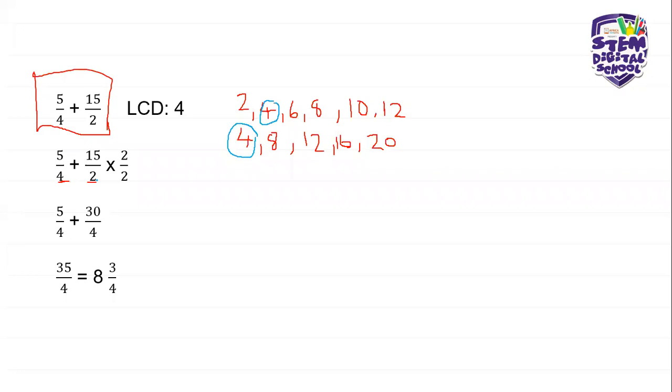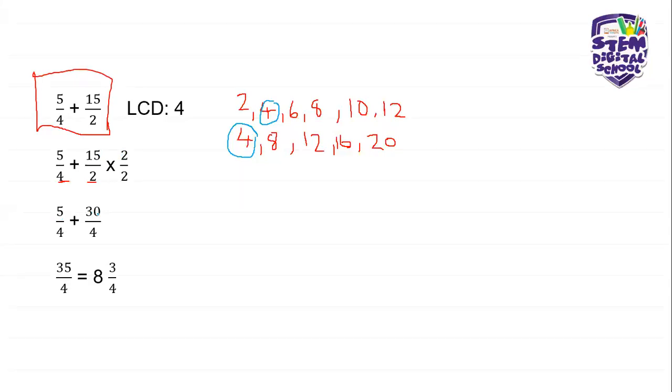Then what do I do next? I ask myself, this is already 4, so I'm not going to do anything to it. What must I do to 15 over 2 to change it into something over 4? I need to change this denominator into 4. So I multiply the denominator by 2, and whatever I do to the denominator, I do to the numerator. So 2 times 2 is 4. 15 times 2 is 30.